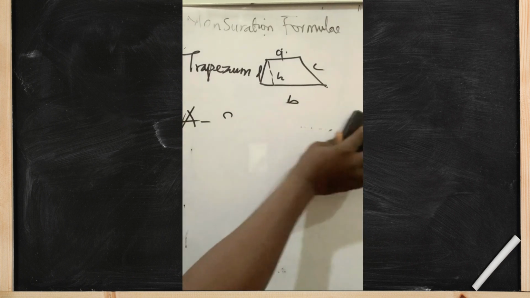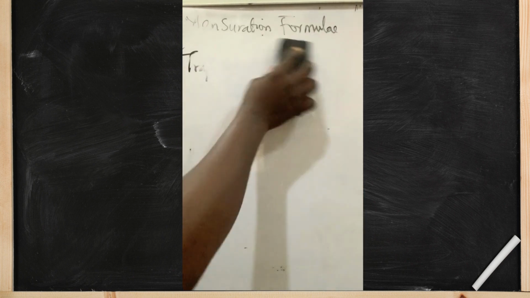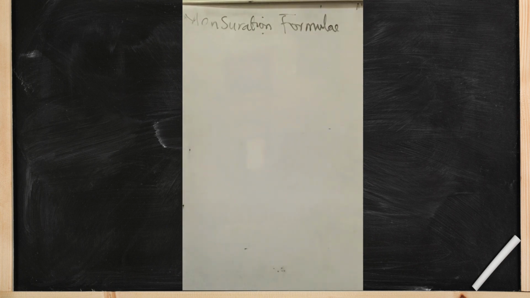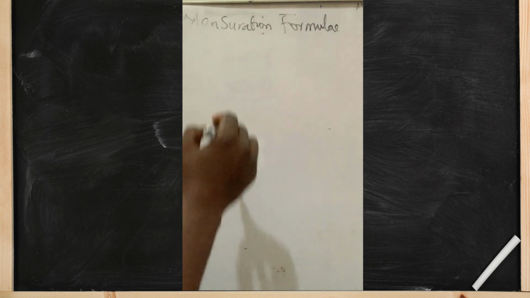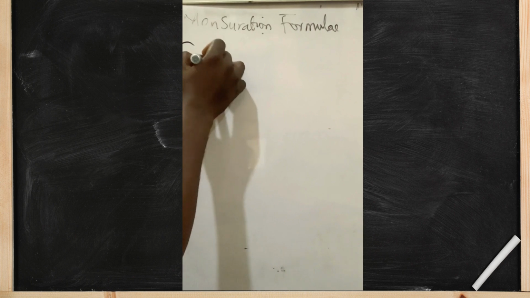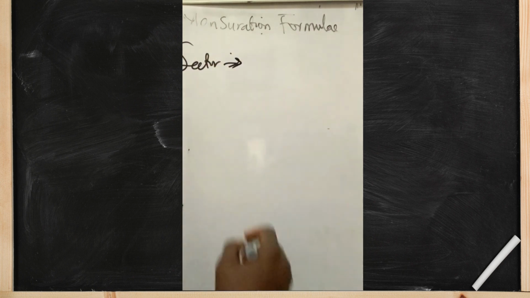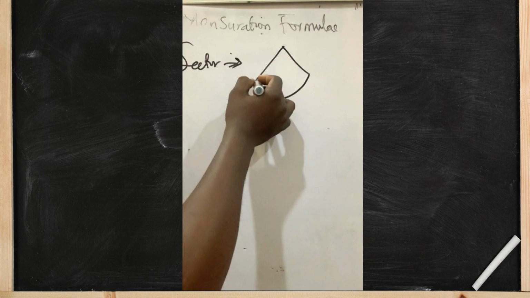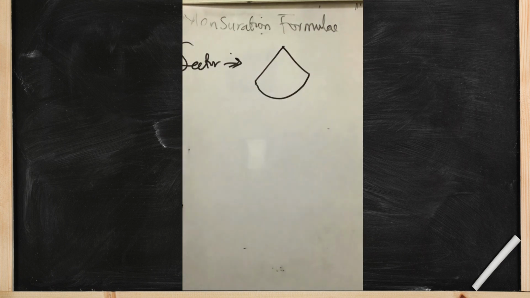Now the last one, which we're going to be considering as a plane shape, is the sector of a circle. The sector of a circle is actually not in the generic term of the plane shape, but is a part of the plane shape. This is how a sector looks.